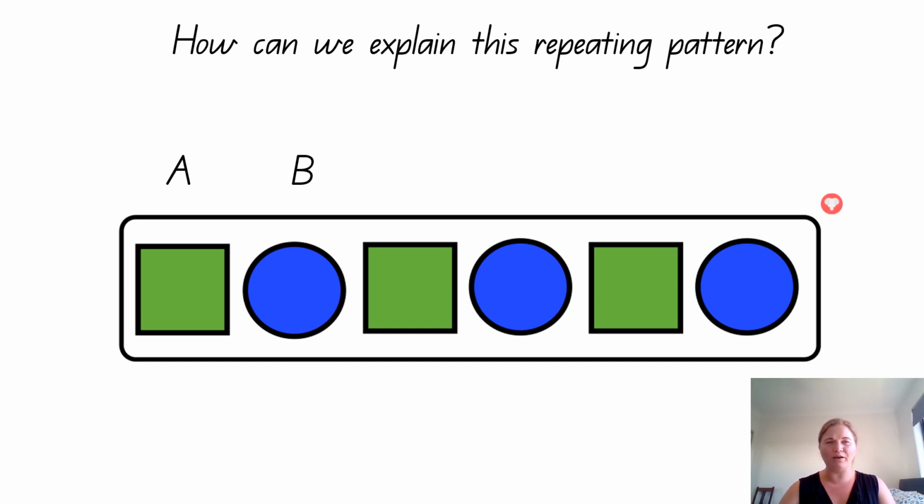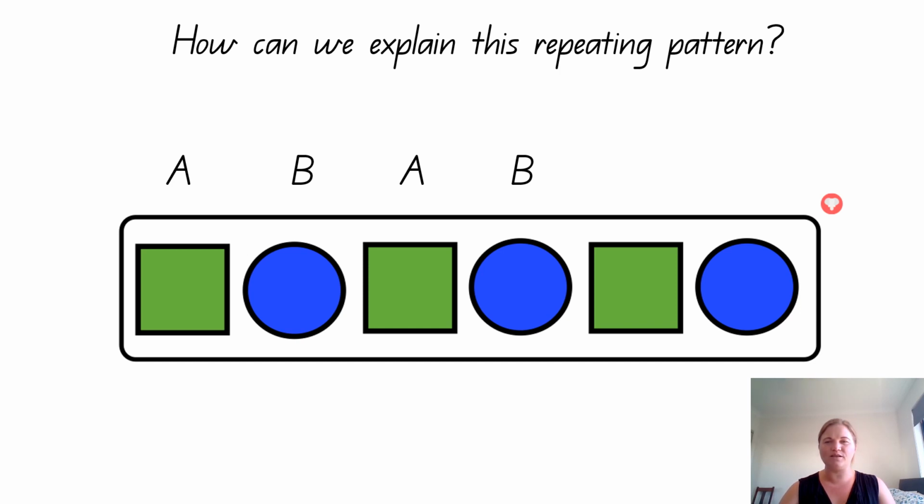So far we have got A, B. Oh, I see that square again or that colour green. So I need to write the letter A. A, B, A. That's right, it's a B, it's a circle.